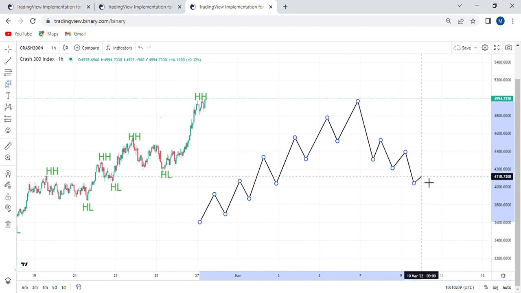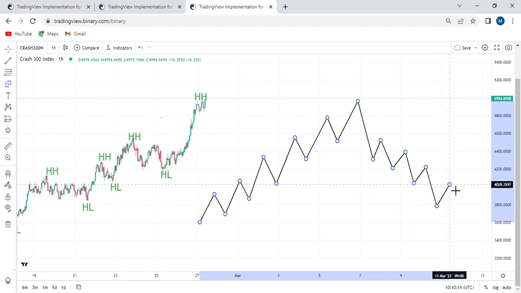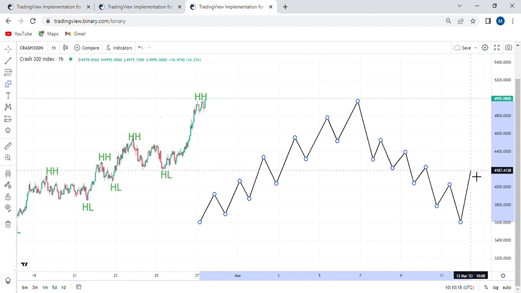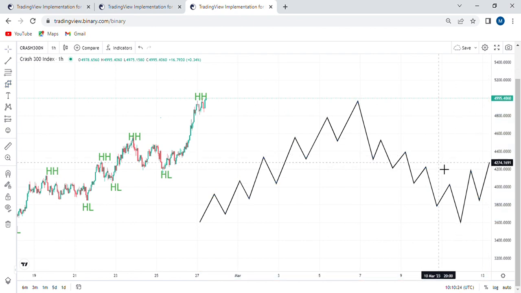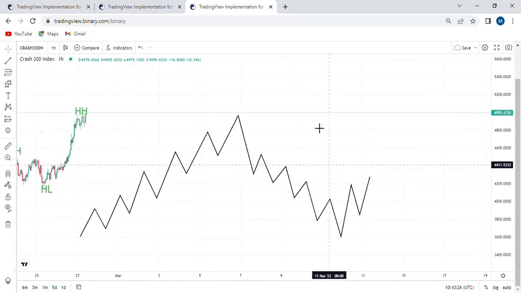Now this is a downtrend. I'll also show you how the market breaks structure on a downtrend. Now this is when the market has broken structure on a downtrend and it is going up now.